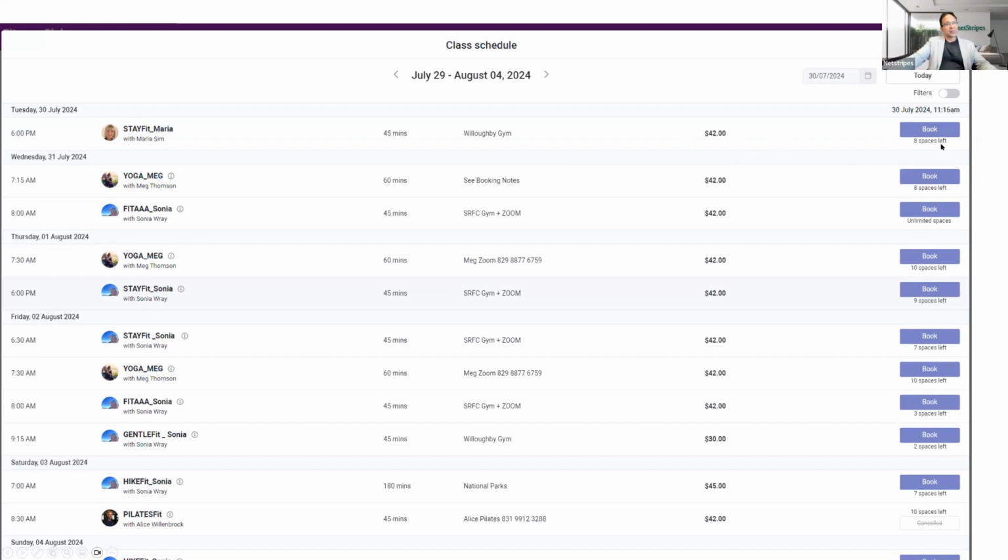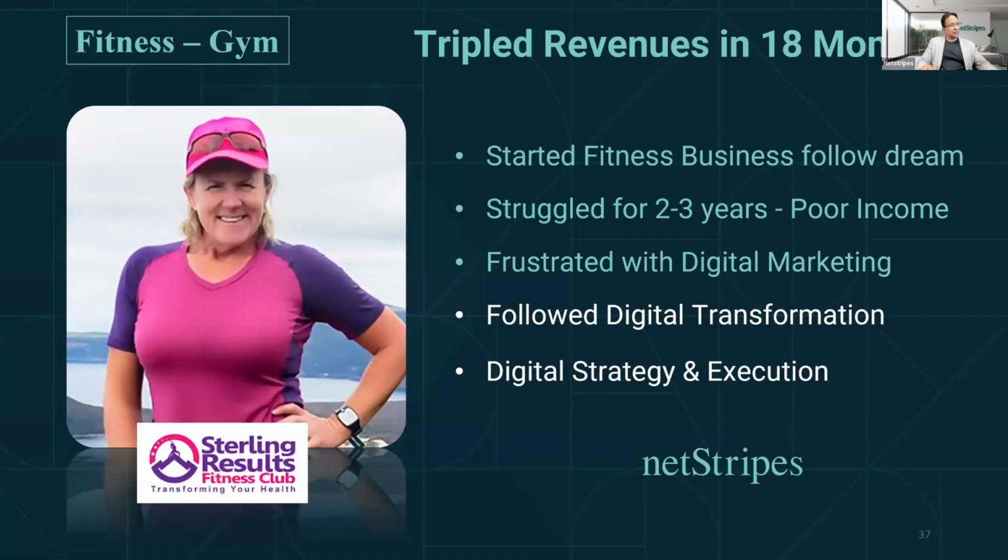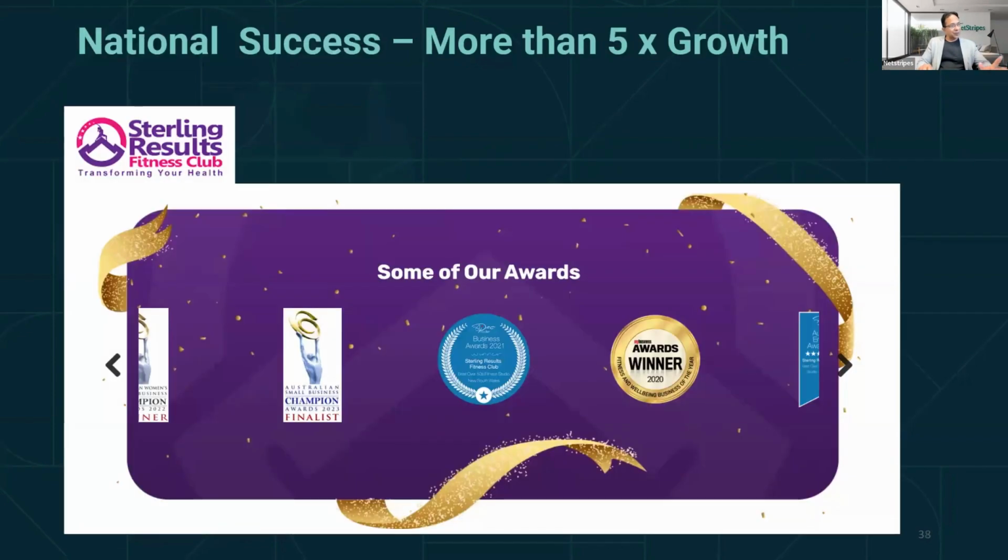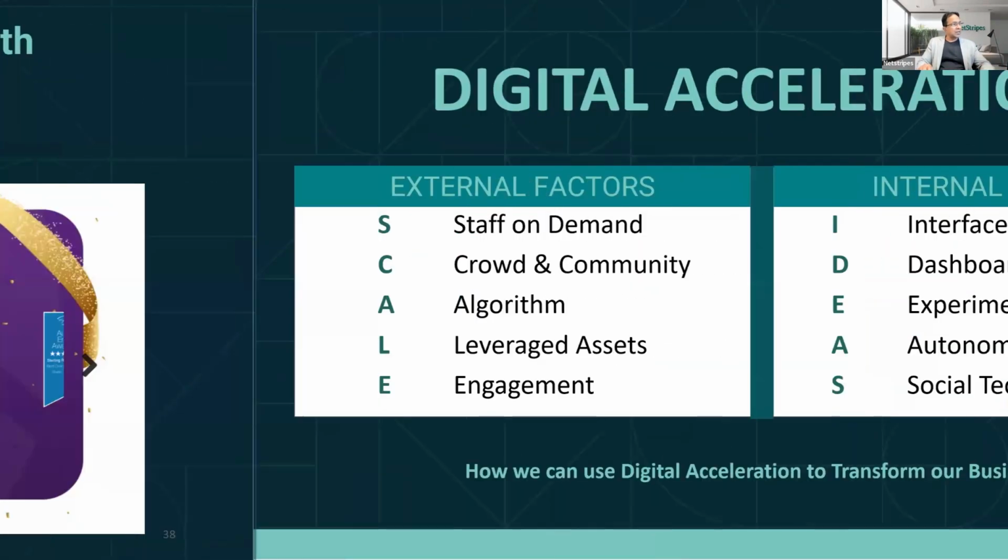Can you see it says 8 spaces left, 8 unlimited spaces, 10 spaces left, etc. And so it even keeps track of stock. When she came to us, she was actually frustrated with her digital marketing, struggled for 2 to 3 years with poor income, and we helped her to strategize, of course, first and build a proper digital presence. It was much later that we helped. Now this business would have at least 10 times the original revenue when she came to us. And she's won nearly every award that she can win.